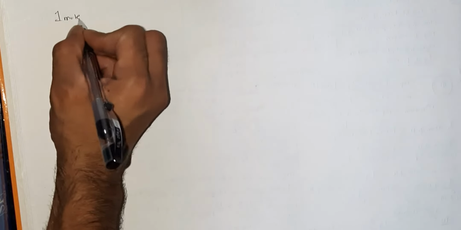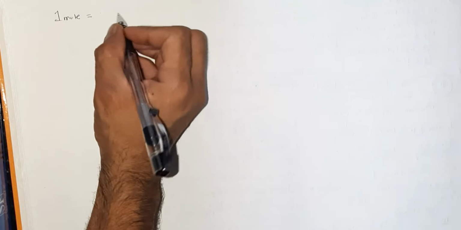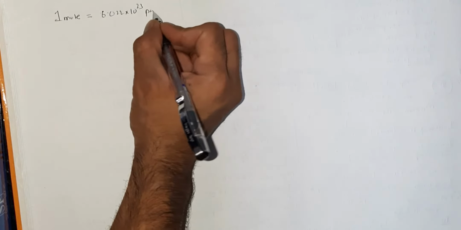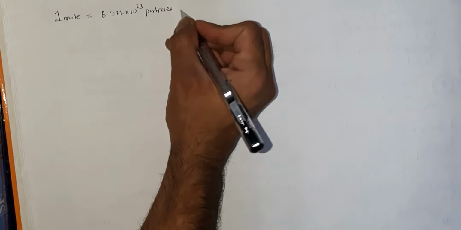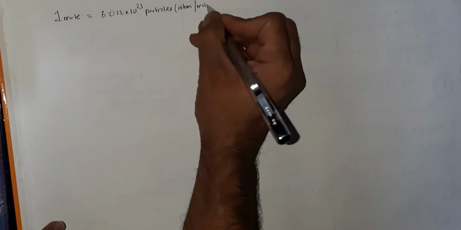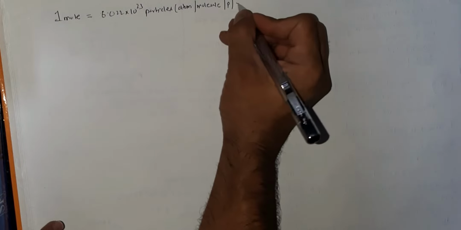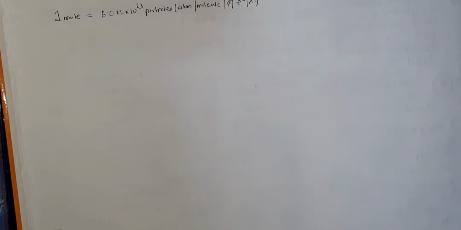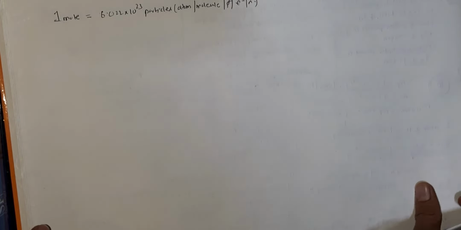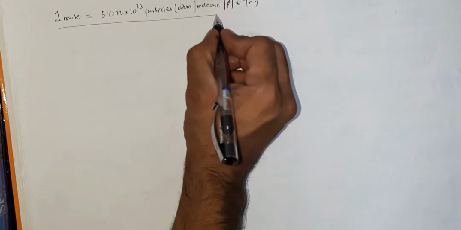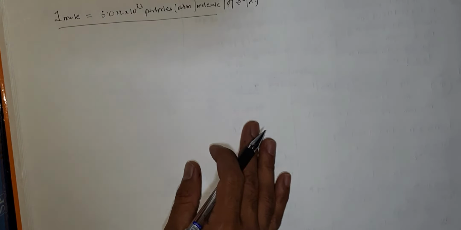So guys, if I say 1 mole, 1 mole means 6.022 into 10 raised to 23 particles. Okay, particles can be atom, can be molecule, can be proton, can be electron, can be neutron, anything can be, it should have a mass. That will be called what? Particles. Okay. Now 1 mole can also be defined in terms of atomic mass and molecular mass.